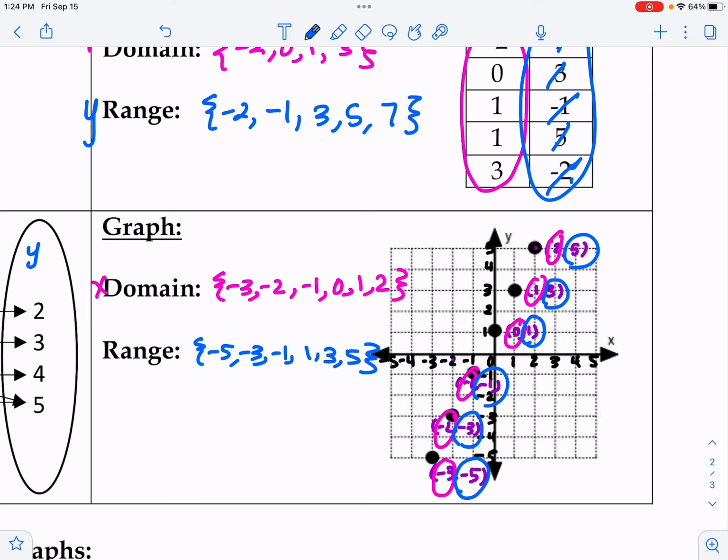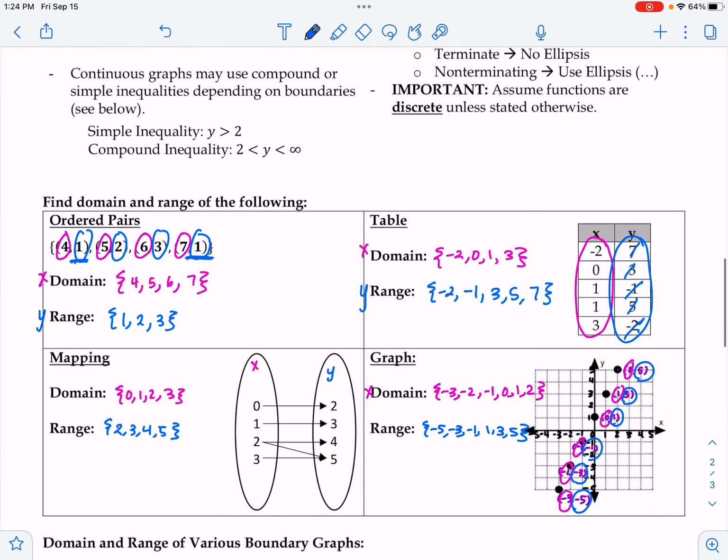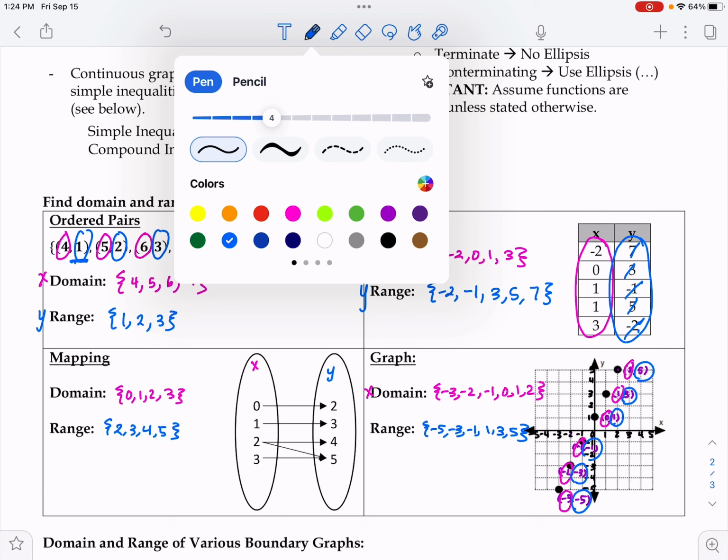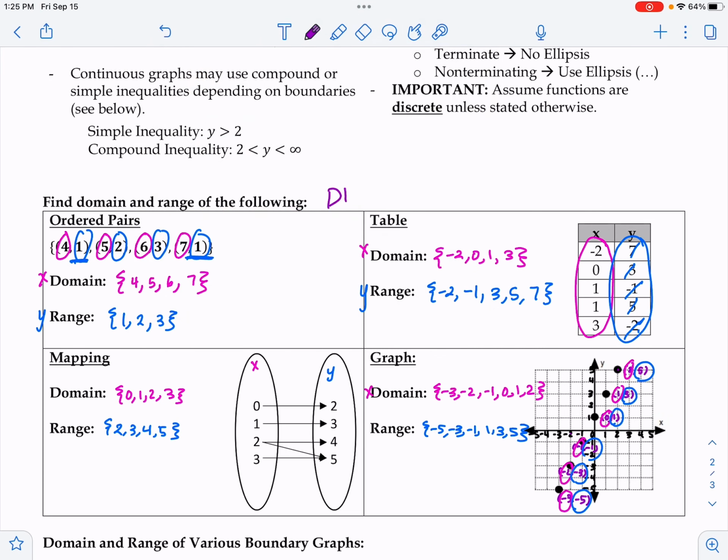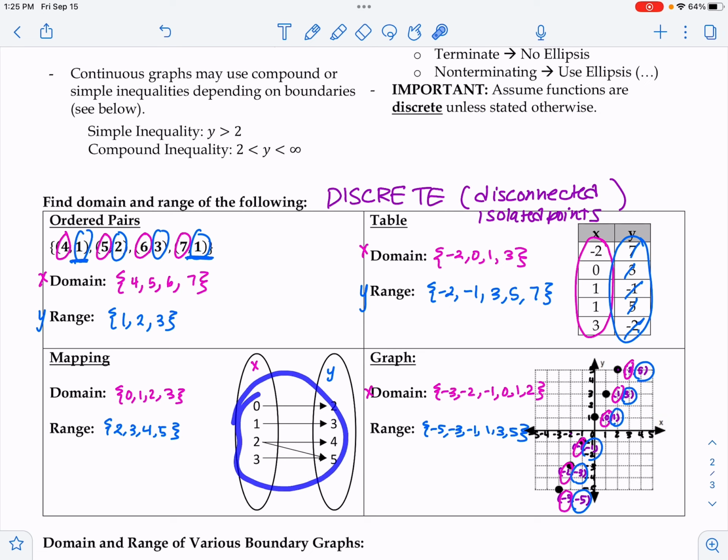All right. And so all of these 4 examples are all examples of discrete functions or relations. And discrete just means they're disconnected. Basically just isolated points. And so in each example, we just have 1, 2, 3, 4 points. We have a table of isolated points. We have a mapping of isolated points. We have a graph of isolated points.